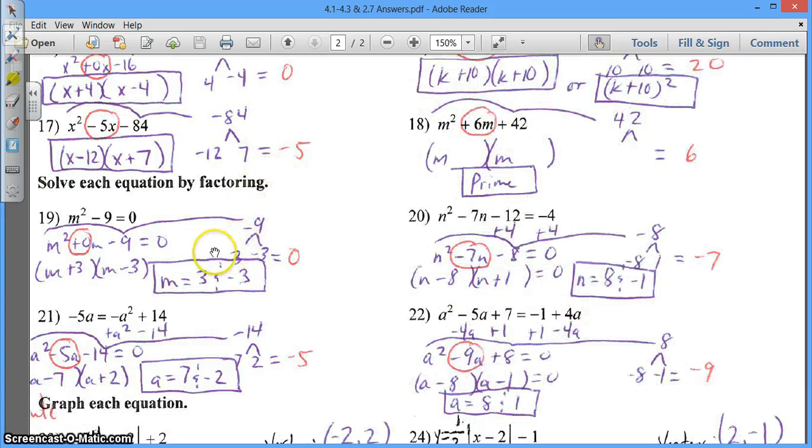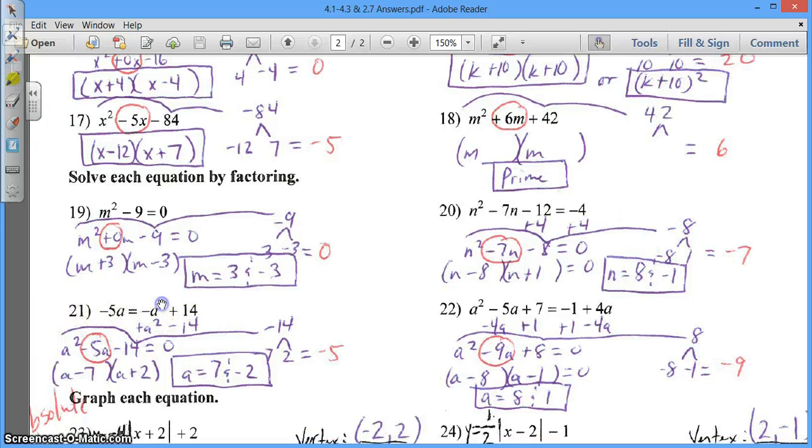19 through 22, you have to solve those by factoring. So your first thing would be to get all of your terms on one side of the equal sign. Also, you want to keep your squared term positive. So if it's positive, you leave that and whatever is with it alone, and you move the other terms to the other side of the equal sign. So for 21, if you look, your squared term is negative. Move that and the 14 to the other side so that you make them positive. You would make the a squared positive. It's just easier to factor that way.